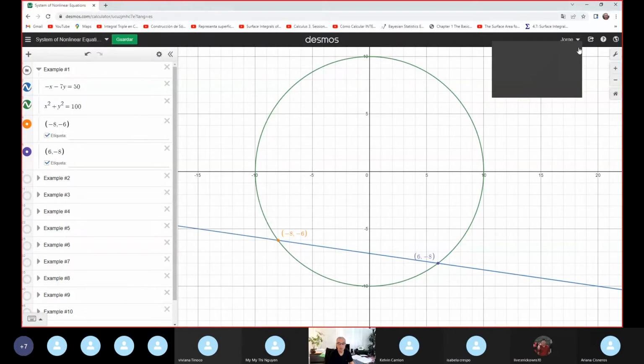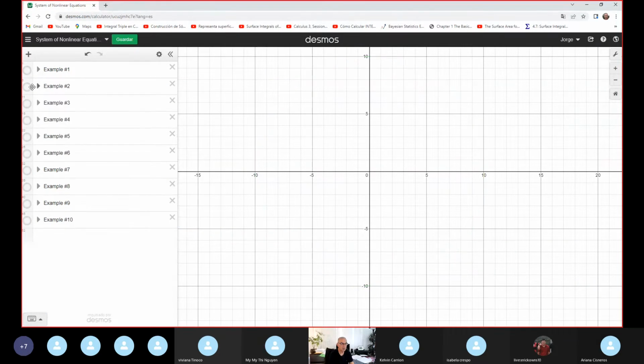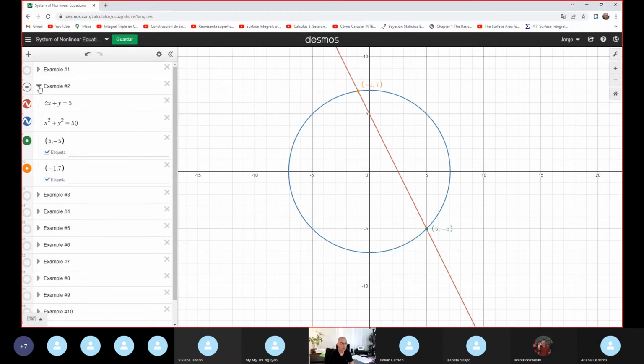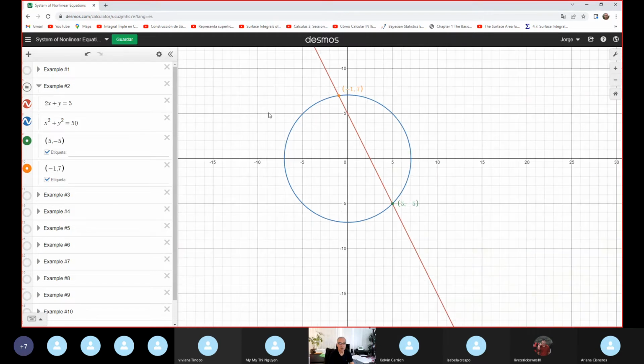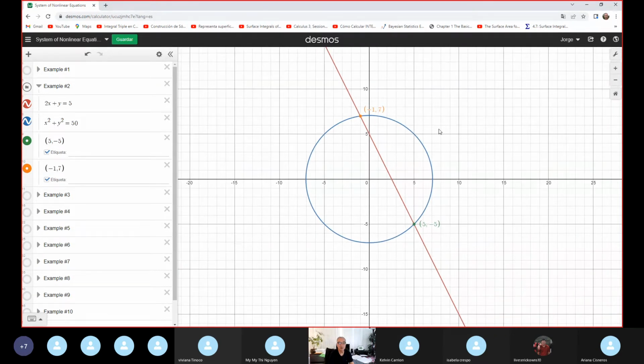There you go. Okay, that was example 1. Now example 2. Look, in example 2, we have another circle and we have a line. And the line and the circle intersect in the famous solution points -1, 7 and 5, -5.